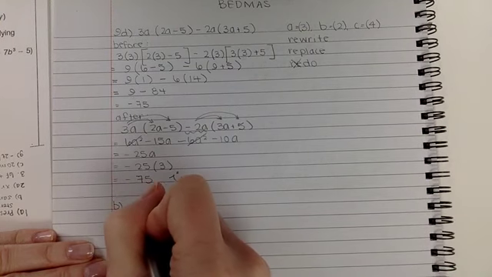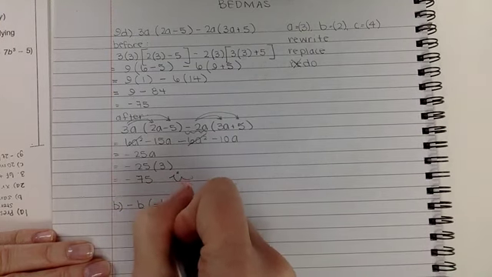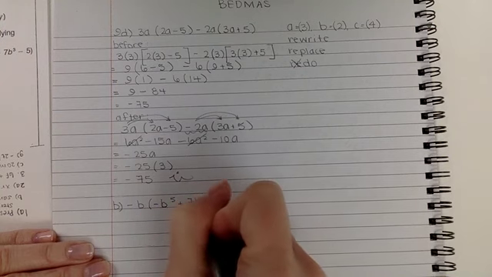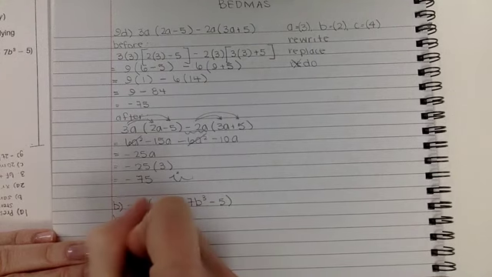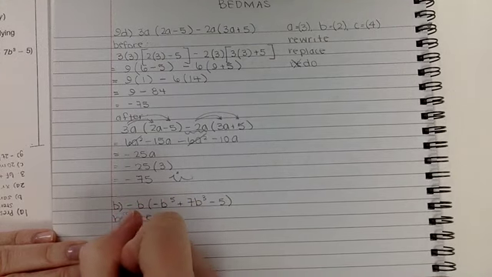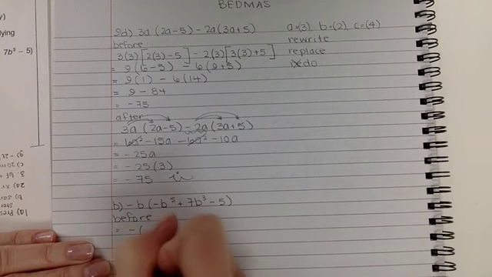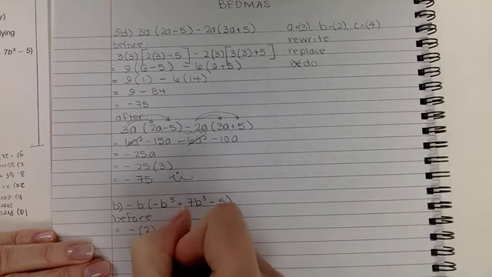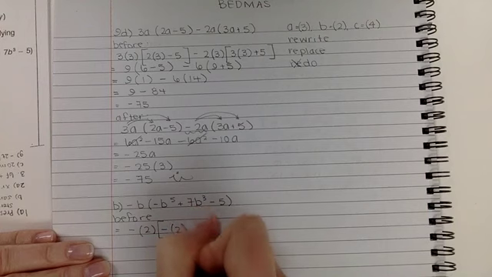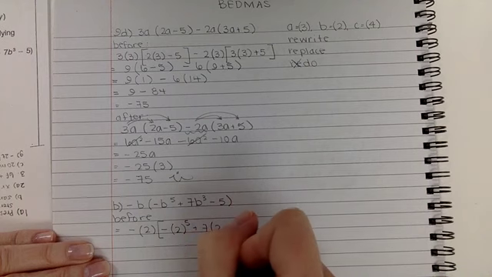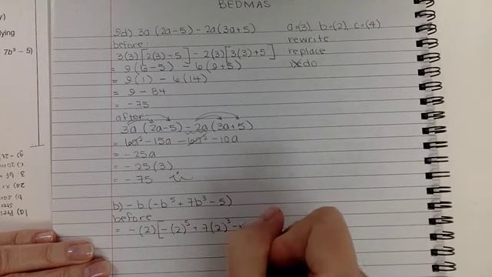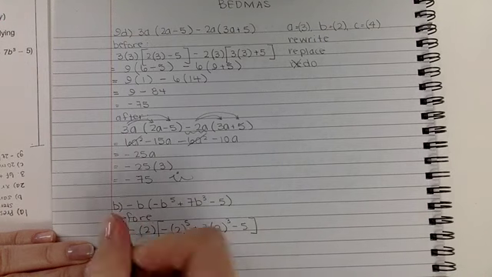So B is negative b times (negative b to the 5 plus 7b cubed minus 5). And before, equals negative, b is 2. So notice I'm replacing only the b. Negative stays out front. And again, I'm going to use a big bracket. Negative b is 2, to the 5 stays, plus 7 b is 2, to the 3 stays. Take away 5 at the end.